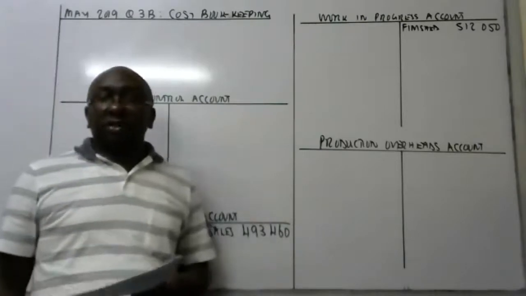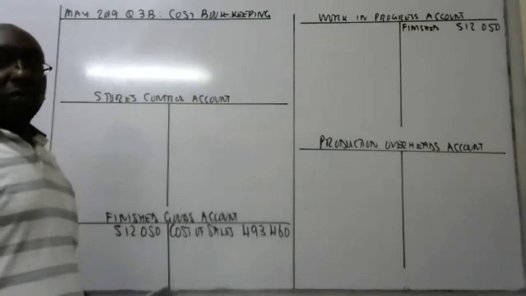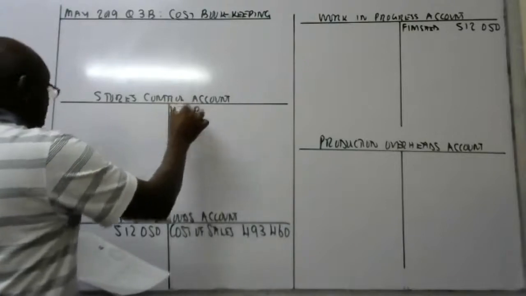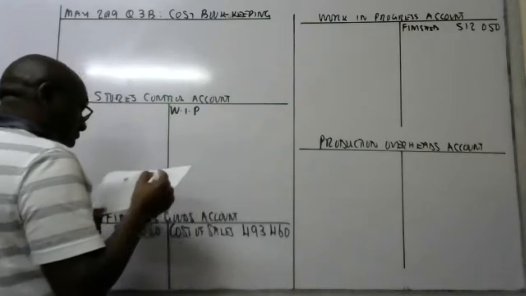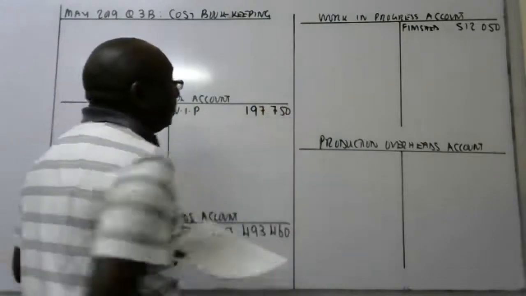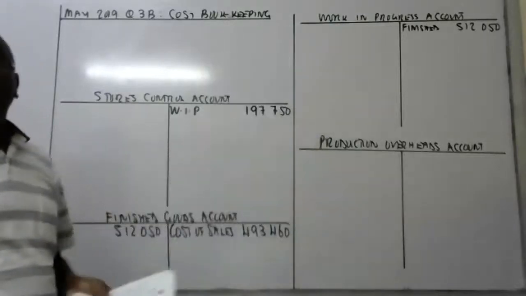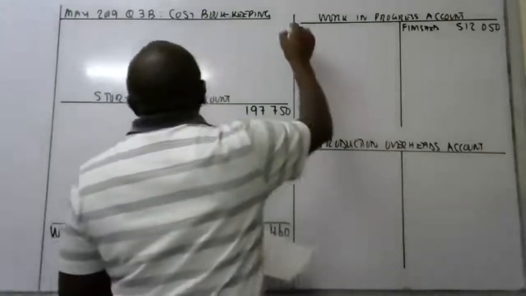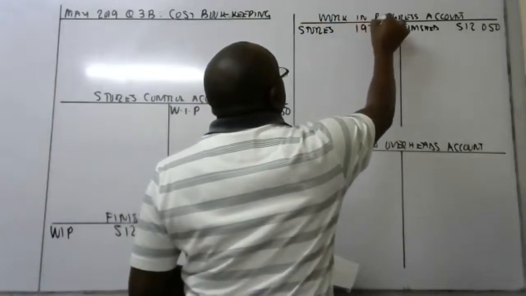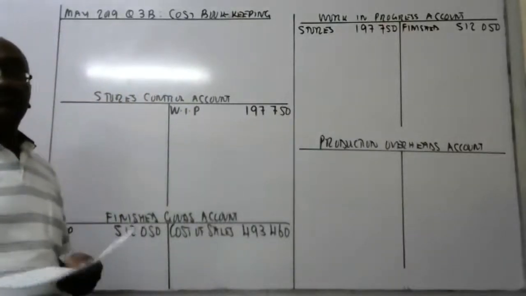Direct materials issued. Materials are issued from the stores and taken to the work in progress. So we go to the stores and we credit it because of work in progress. Because of work in progress account, we took 197,750. That is what was taken out, so we credit that. Then we go to the work in progress and we debit it because of the stores, 197,750.